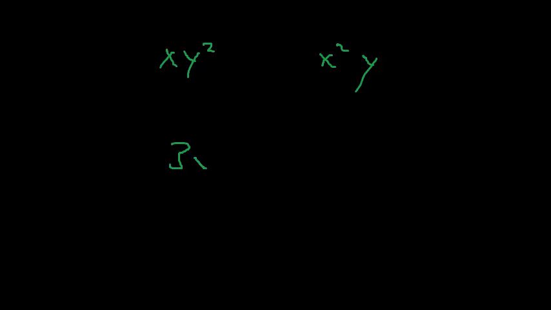3x and 5x squared, these are also not like terms. Again, the variables are to different powers. 2y and 7x, these are not like terms. They have different variables. So all of these, we cannot add them together because they are not like terms.